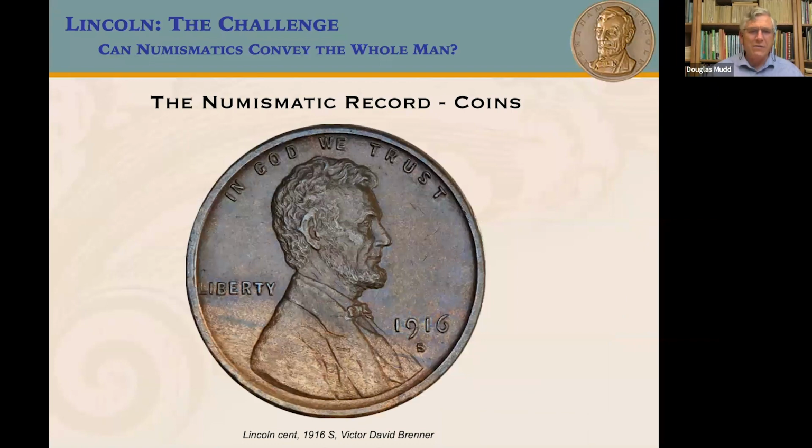And here we have the iconic Lincoln cent with Victor David Brenner's portrait of Lincoln that has been memorialized and immortalized through the penny and many other copies of it on all sorts of media. Here, it's a variation on the plaque that Brenner originally produced. The body is more in proportion to the head.